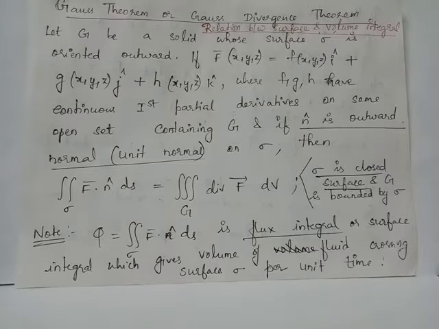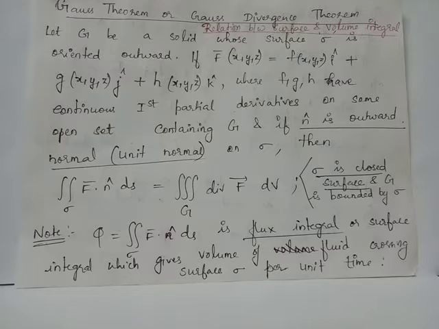Gauss theorem, also known by the name divergence theorem or Gauss divergence theorem, establishes a relationship between surface integral and volume integral. Surface integral is the double integral, which is the integral evaluated over a surface, and volume integral is the triple integral, which is evaluated over a volume.